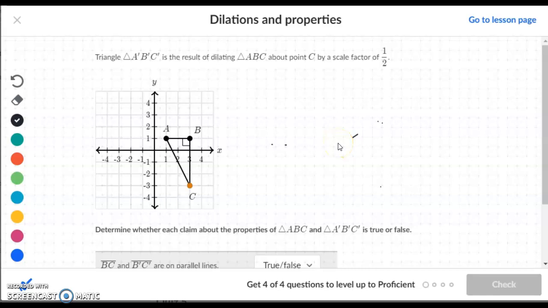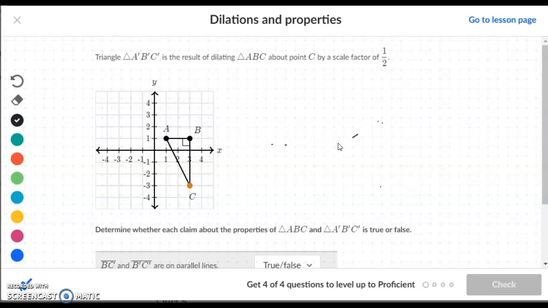Okay, let's take a look at one of these problems in this Khan Academy track, Dilations and Properties. And it really involves some visualization. I hope I can get this pen to work the way I want it to. We have ABC, and ABC is your original figure, and an image will be drawn as a result of dilating ABC from point C by a scale factor of a half. That means A and B will move half the distance from where they are towards point C.